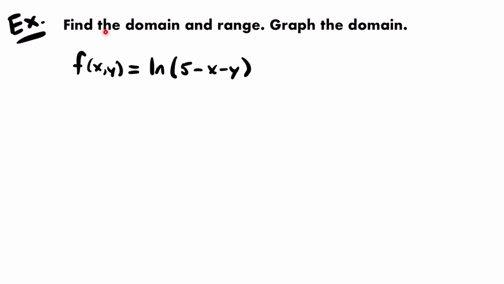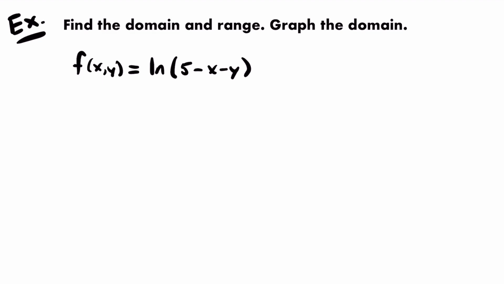We once again want to find the domain and range, as well as graph the domain for this multivariable function. We have f of x y is equal to the natural log of 5 minus x minus y. Once again, we have a multivariable function of two independent variables, x and y, so this represents a surface in 3 dimensions and has a 2-dimensional domain. And so let's start by determining the domain here.